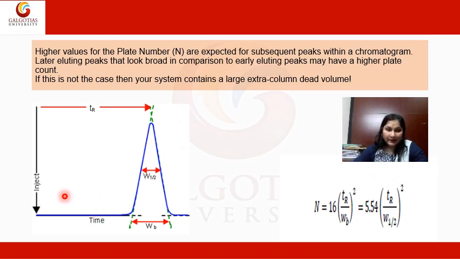You can see here, this is a Gaussian shape peak. This should actually be a pencil thin line peak as per the hypothetical approach, but practically we will get this shape of peak, where WB is the peak width at the baseline, W half is the peak width at the half height of the peak, and here this is the retention time, this is the time of injection.